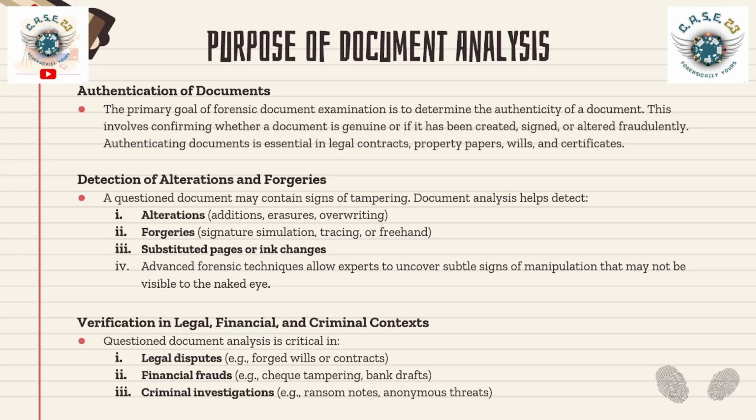The second purpose is detection of alterations and forgeries. Now, a questioned document might look normal, but with proper forensic methods, we can find many problems in it, like additions or erasures, overwriting or replaced ink, forged signatures. For example, whether someone is trying to copy, trace, or sign freely. And even pages that have been removed or new ones that have been added can be detected.